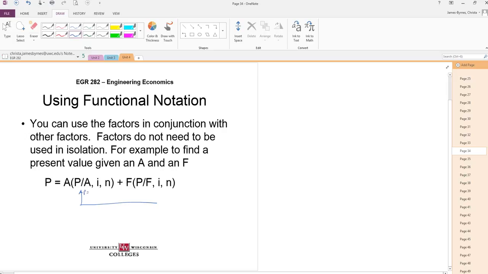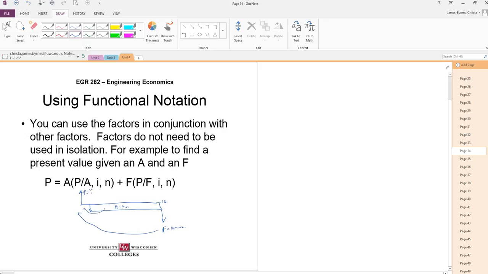You don't know what P is, but you know that you have this A out here for some period. And you know that you have an F out here. Okay? So how do I know what P is? Well, I've got to bring F back by itself, and I've got to bring A back by itself.